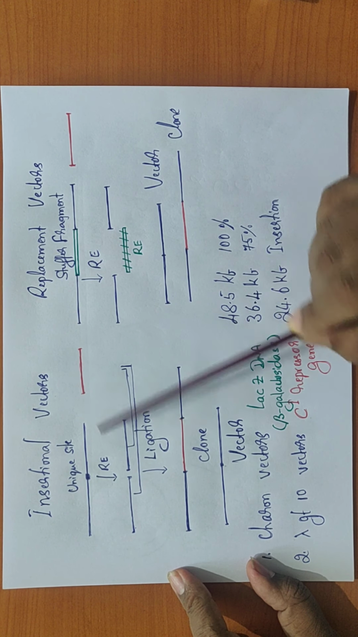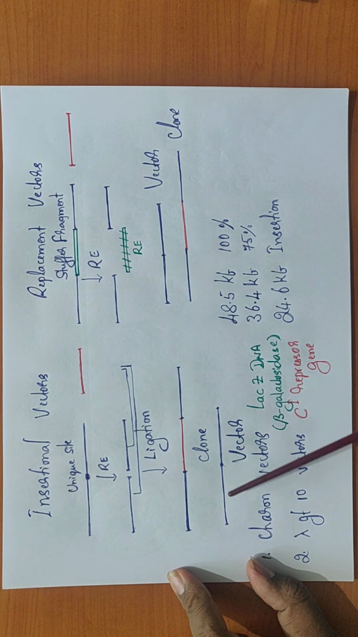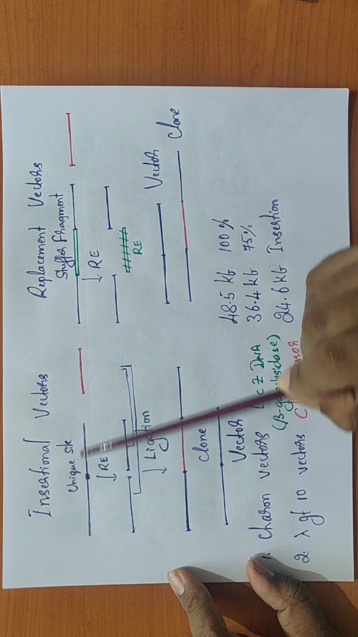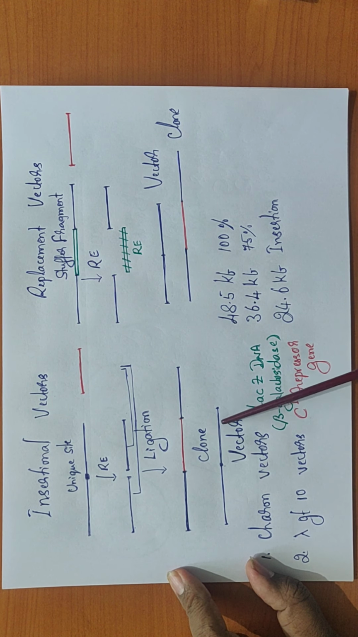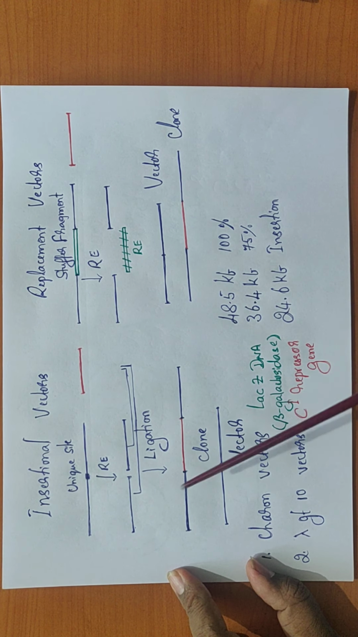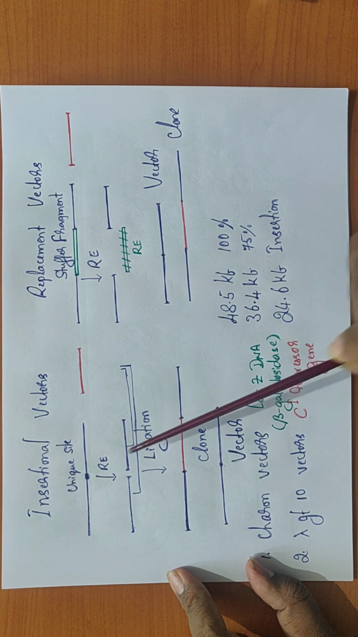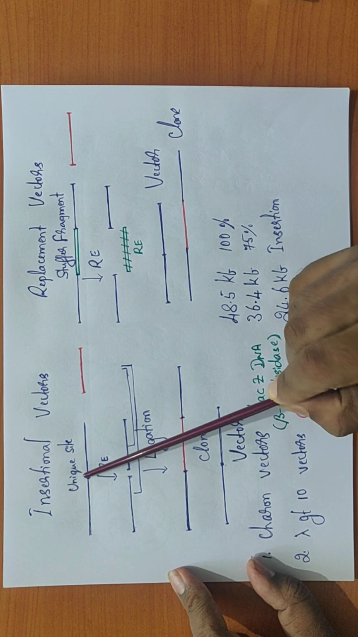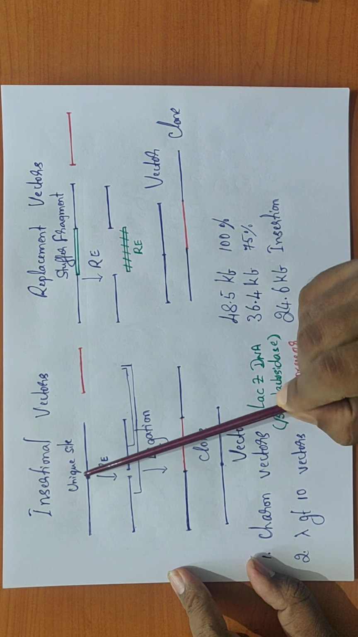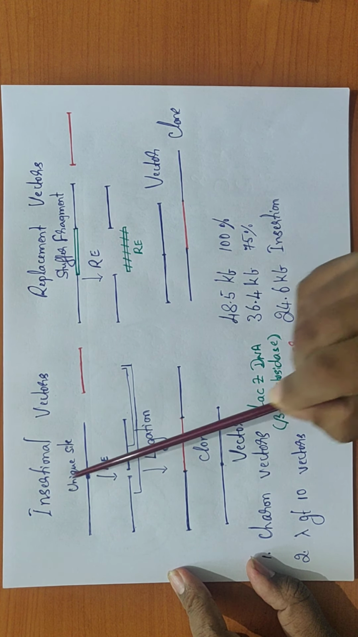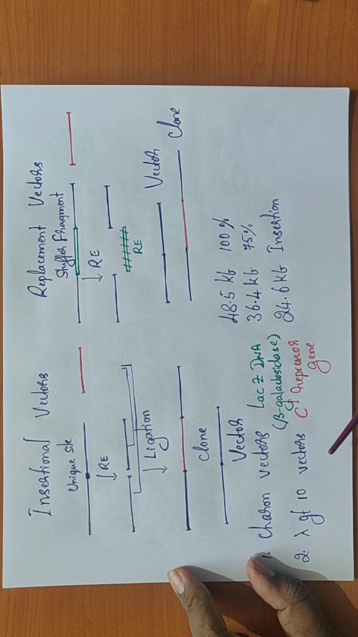Then we perform the ligation. So the question is, we are going to get these two arms joined together. That is the vector we are going to generate back, but we are also going to get a clone. Now here we insert the DNA at a unique site. Because of that, we call these insertional vectors.